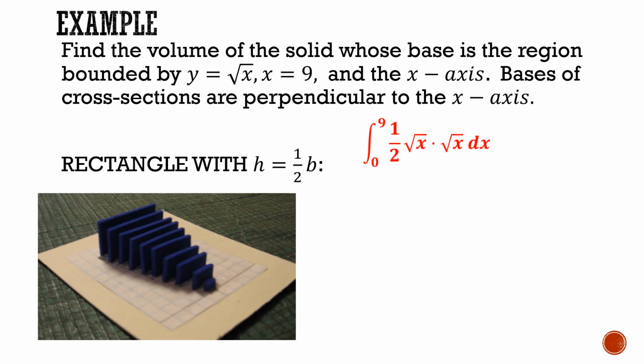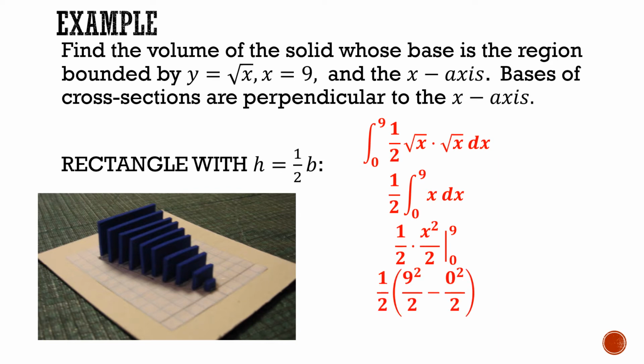All right, so we're going to do the integral from 0 to 9 just like we did before. And remember, your formula for a rectangle is base times height. Now, we know that the height is 1/2 the base, and the base is root x. So we'd have 1/2 root x times root x. Simplifying that, I'd have 1/2 integral from 0 to 9 of x dx, which would be 1/2 of x squared over 2 when I integrate from 0 to 9. And then plugging in those bounds, I'm going to end up with 81 over 4.